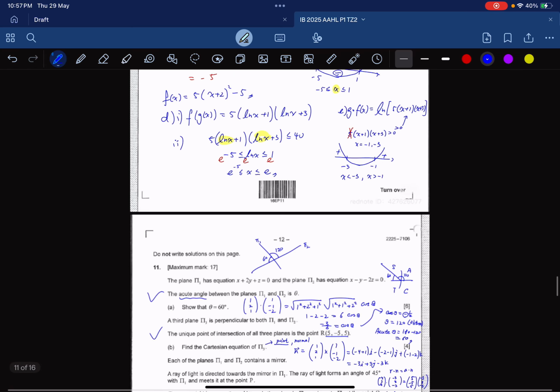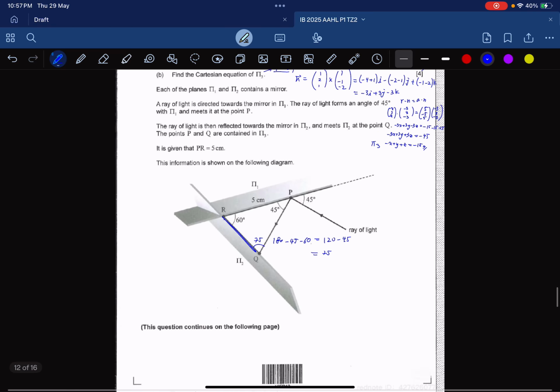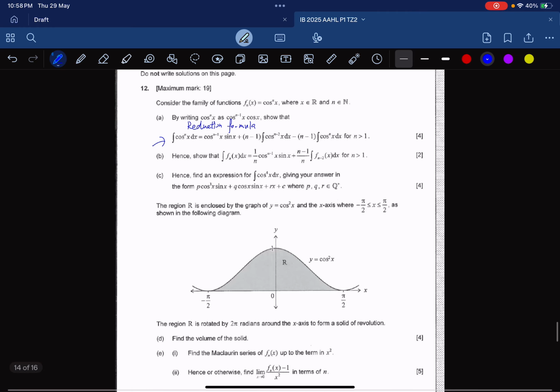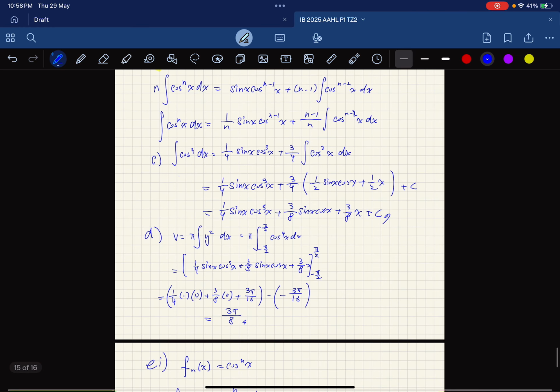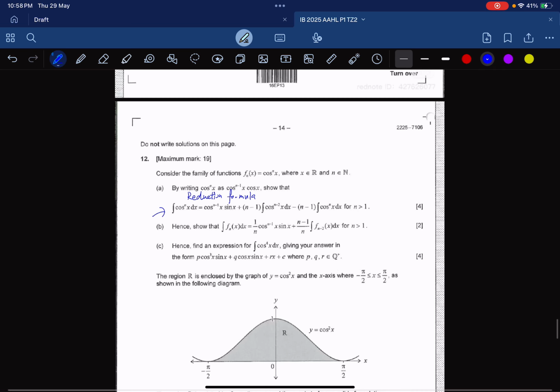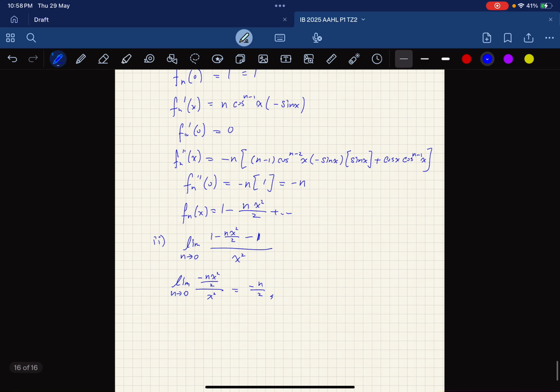This is easy. This is easy, they might just give you something that's scary. And then the last one is a reduction formula. I think the last question is a bit hard for parts A, B and C. But I think generally the paper is 8 out of 10 in terms of difficulty.